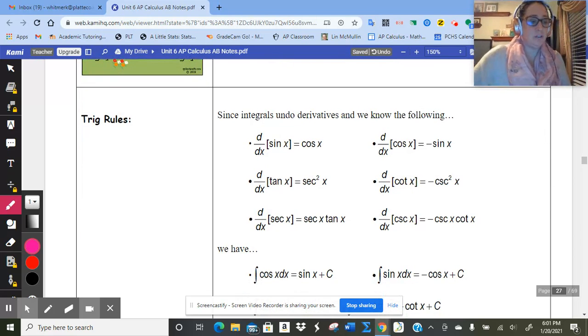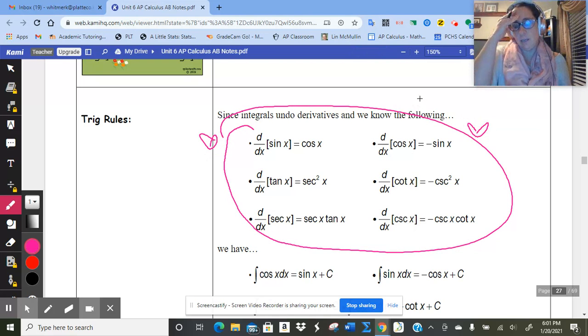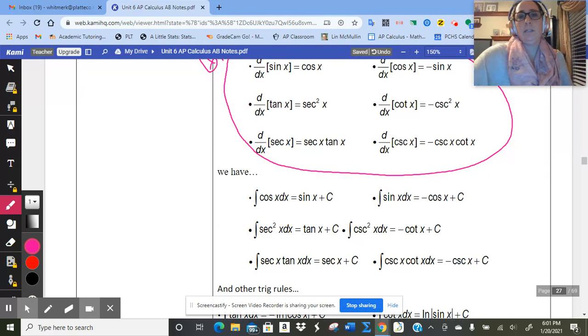And now we have our trig. Getting triggy with it. All right, so I remember the derivatives of trig. And you guys already know these. You already have them memorized. They are no big deal. You know derivatives, got it down. Now we're going to take the antiderivative.